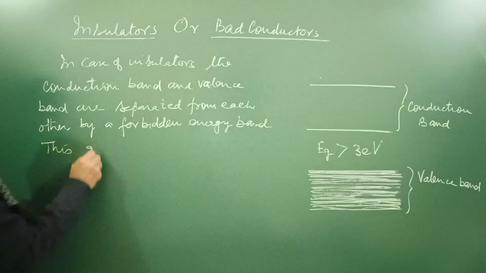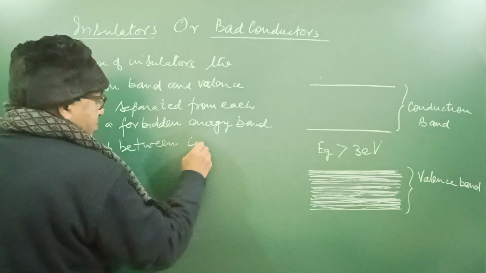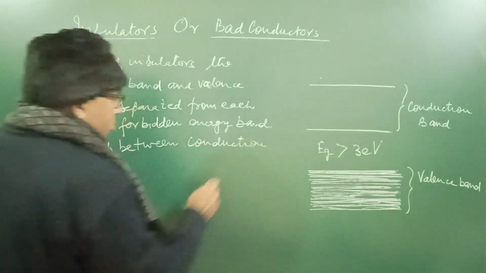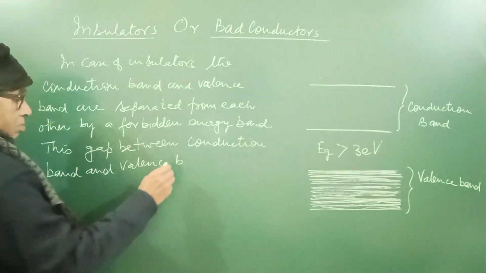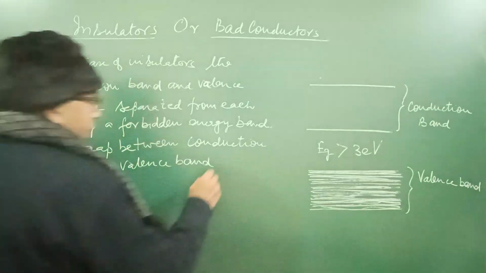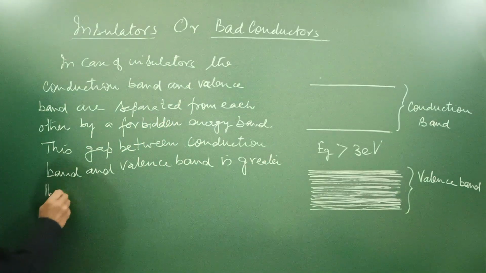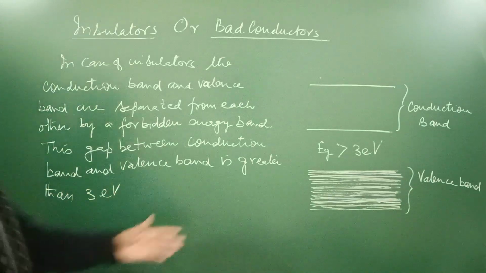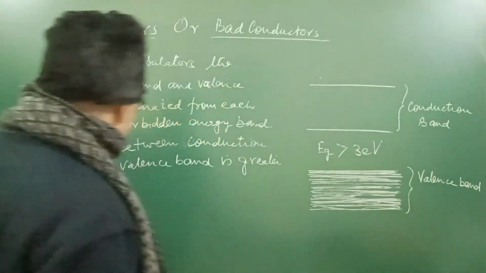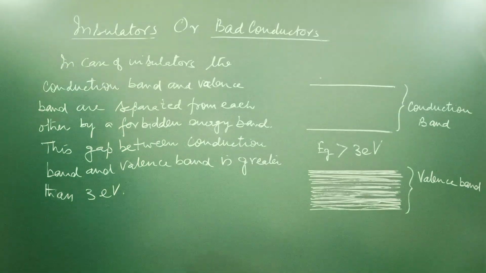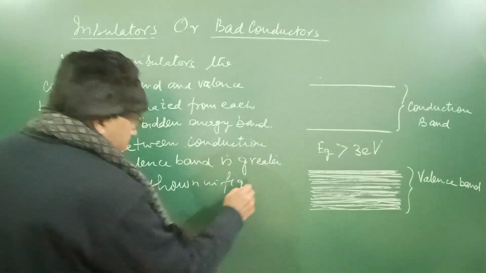This gap between the valence band and conduction band is greater than 3 electron volt, maybe 5, 6, 7, 8, 9, 11 electron volt order, but always greater than 3 electron volt. As shown in the figure.